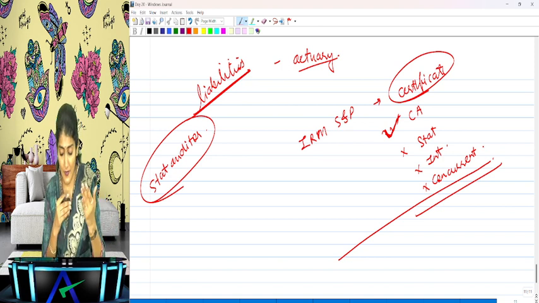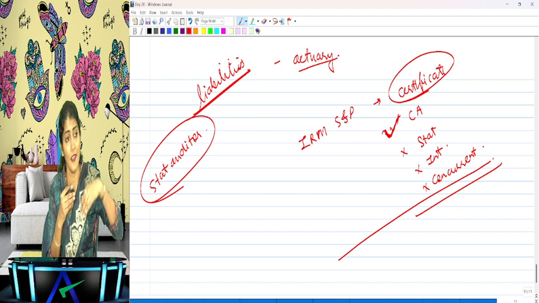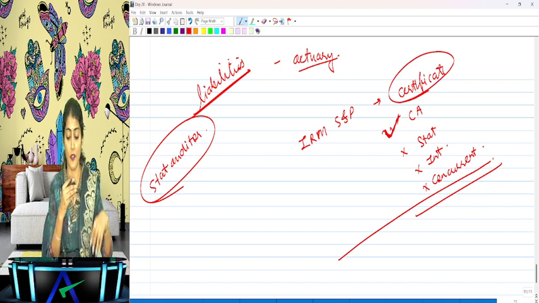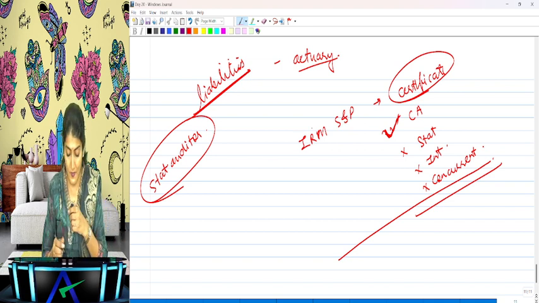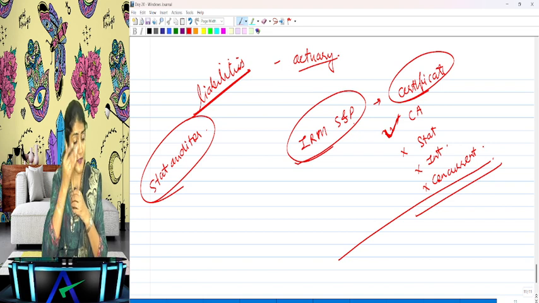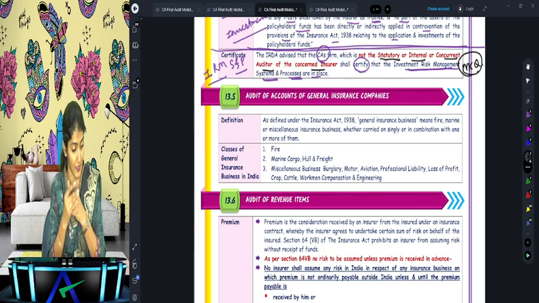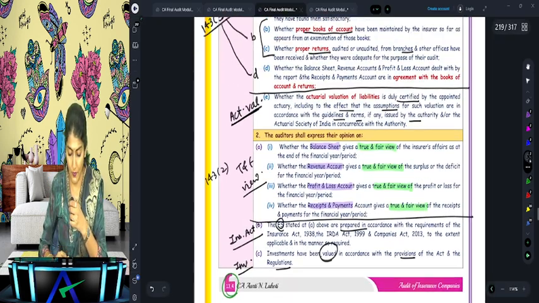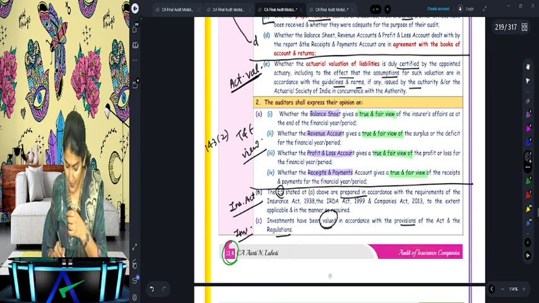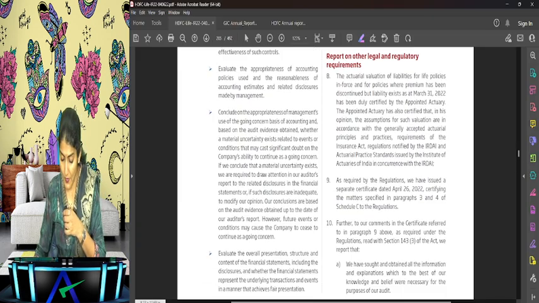So here, what does it say? That this certificate has to be signed by a CA, but a CA who is not the statutory auditor, the internal auditor, or the concurrent auditor. So which certificate are we talking about over here? The investment risk management systems and processes, are they in place, right? That certificate is to be issued by a CA. Is it clear to everyone? Okay, right? So have we looked into the contents of the report? Yes. So here, what does it say?